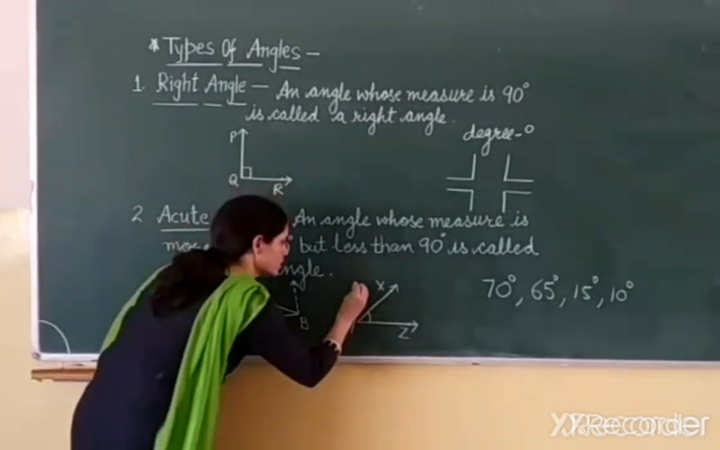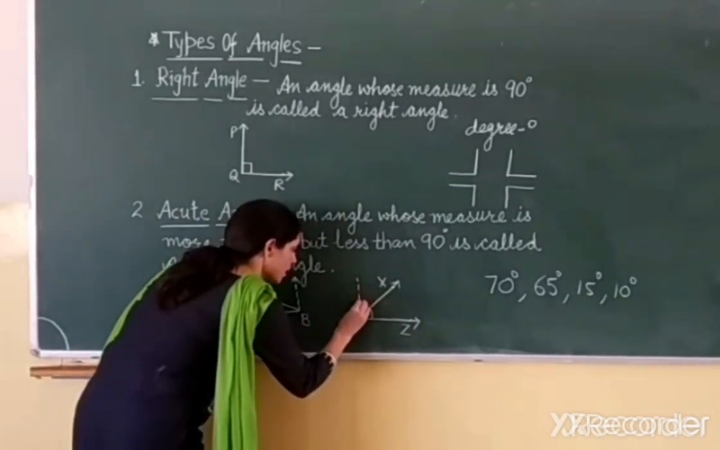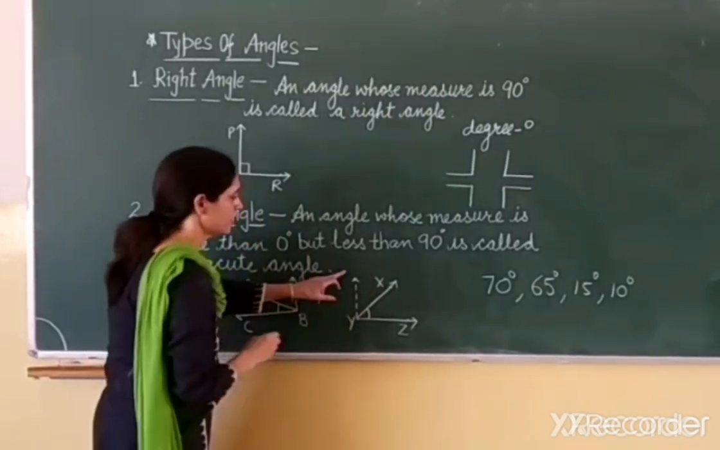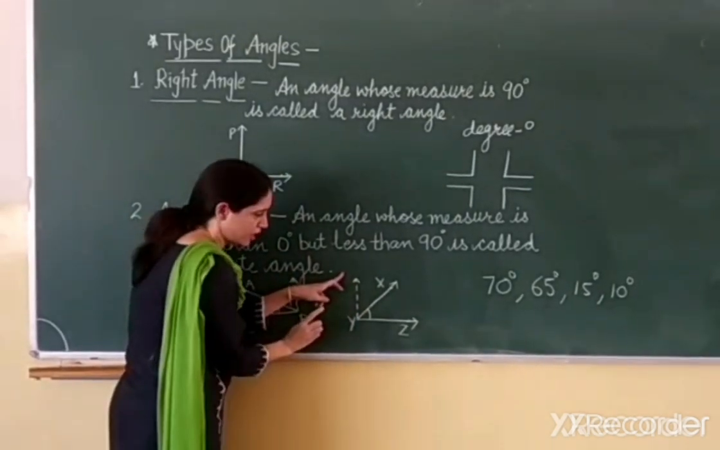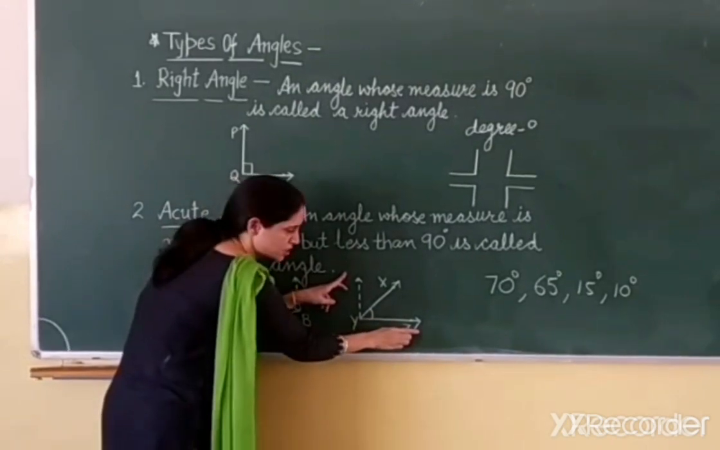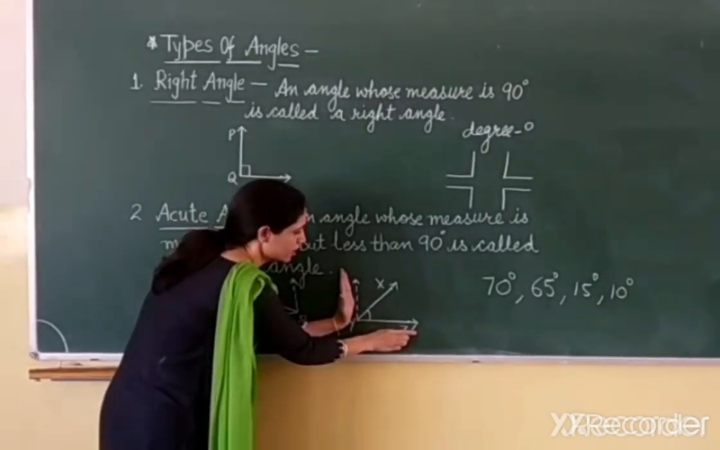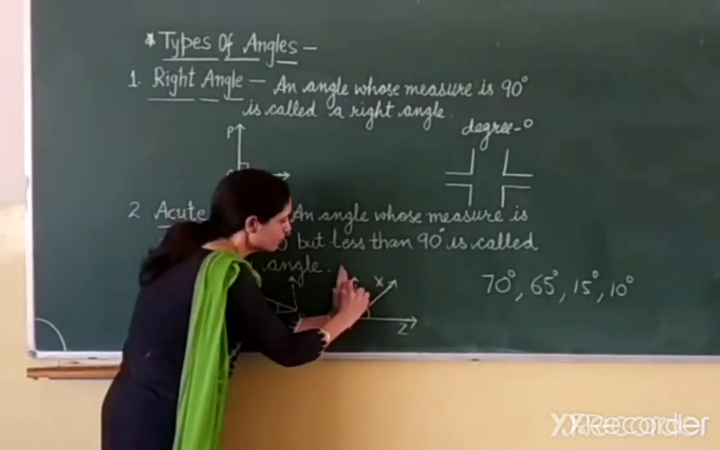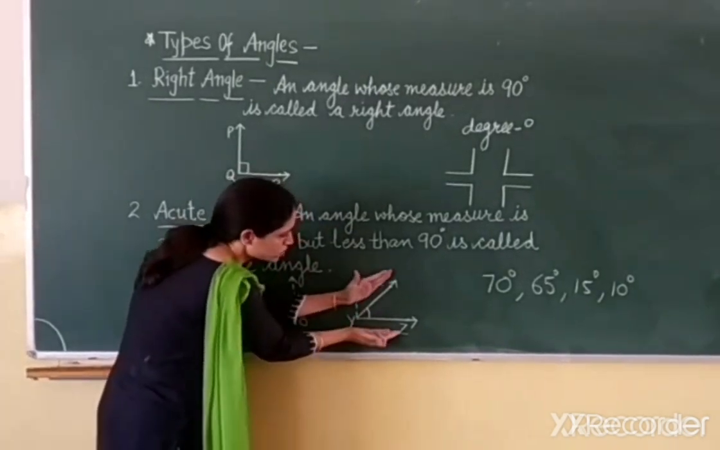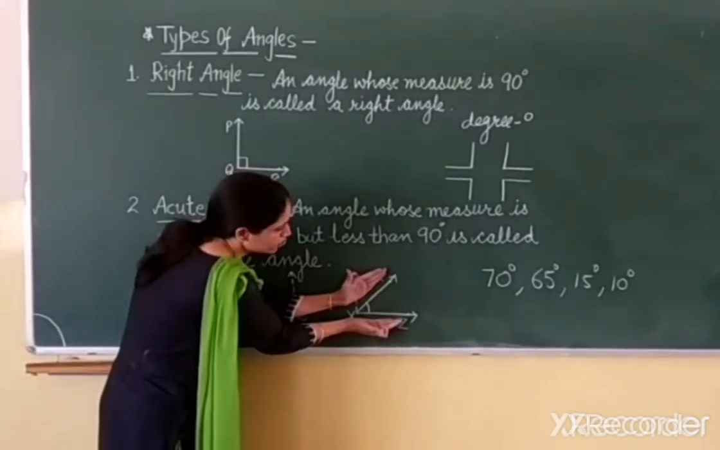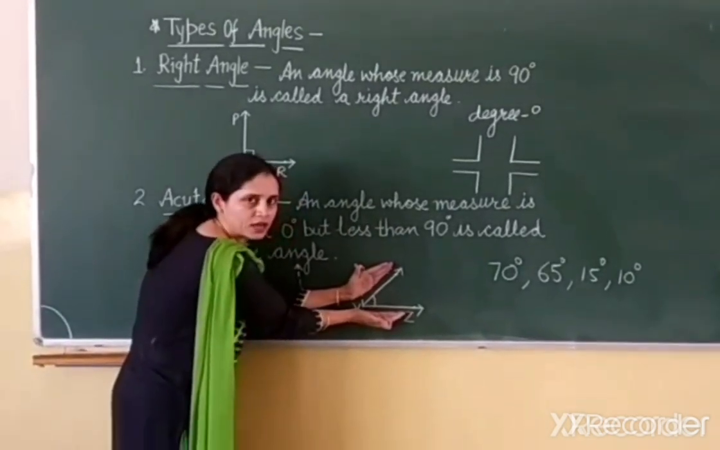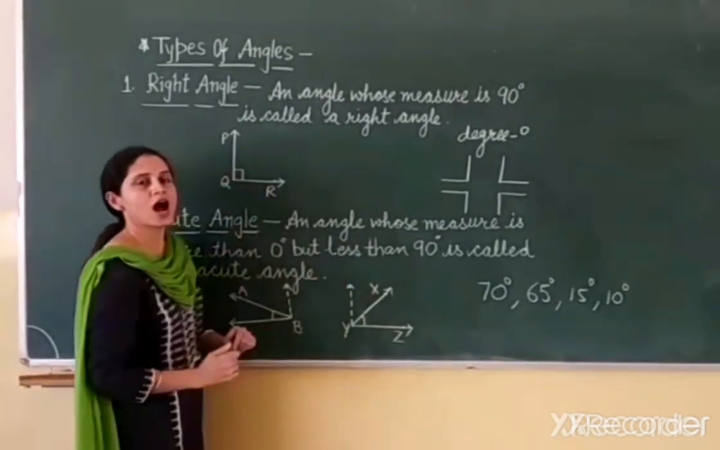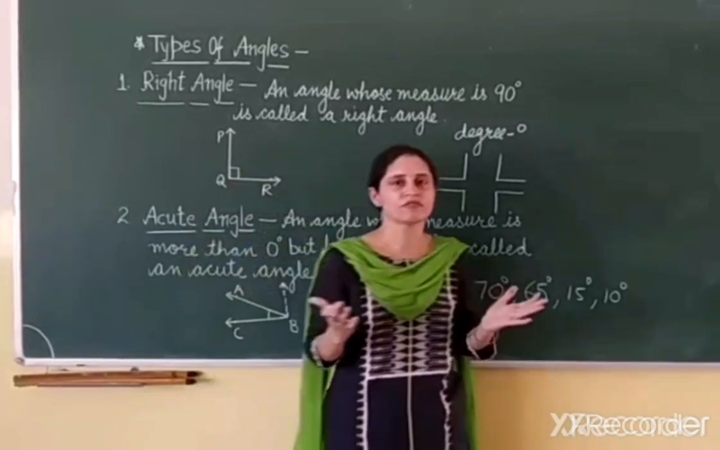Now we will take one more example. First, with the help of this dotted ray, I will make a right angle. So YZ, this is one ray and this is the other ray. So these two rays form an angle of 90 degree. But when this ray comes closer to this ray, then these two rays form an angle that is known as an acute angle.